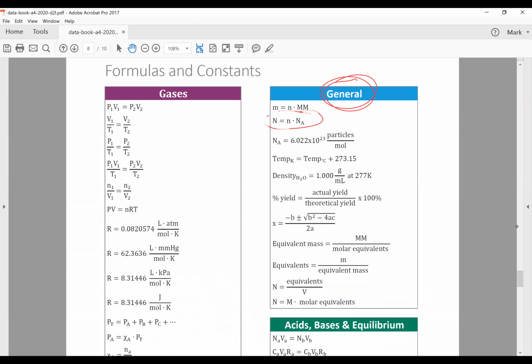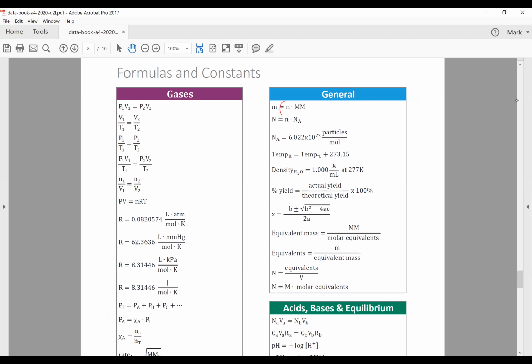For your lab number 7, you can do that entire lab using these 3 formulas, or I guess it's 2 formulas and a constant. Because the data booklet only gives you 1 formula, you need to know how to rearrange that formula to solve for N. So you are expected at some point in this course to solve for moles or N, and we're going to look at that today. All right, let's go back to my PowerPoint.